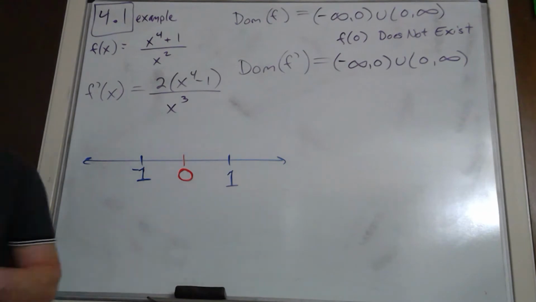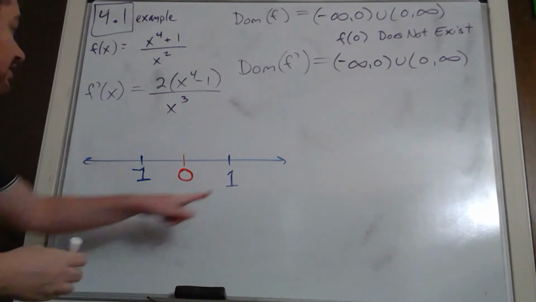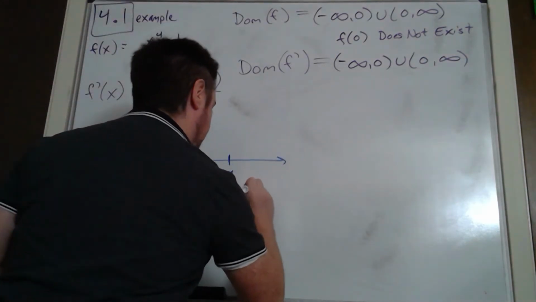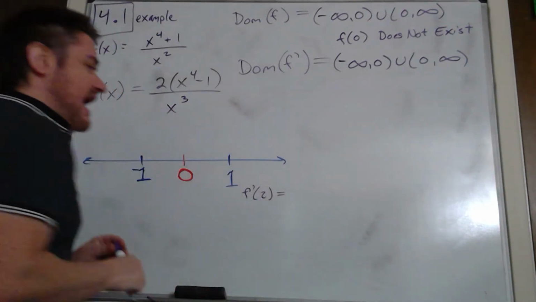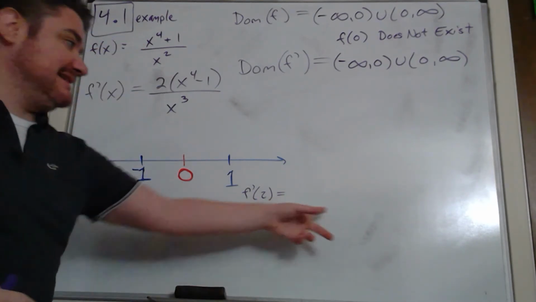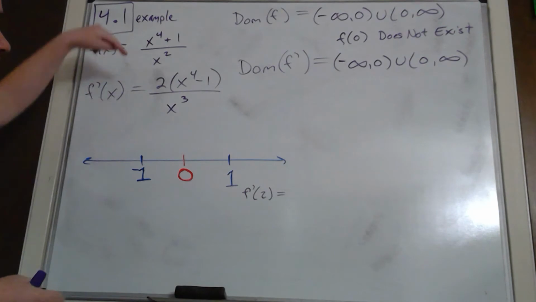So let me jump in and do some test values here. Choose something to the right of 1. How about 2? So let's say f prime of 2. And remember, all I care really about is positive or negative. I guess I could just do it all in my head, but I'll show a couple substitutions.